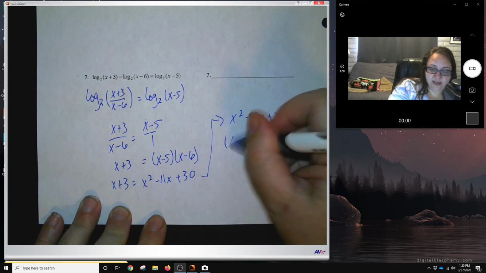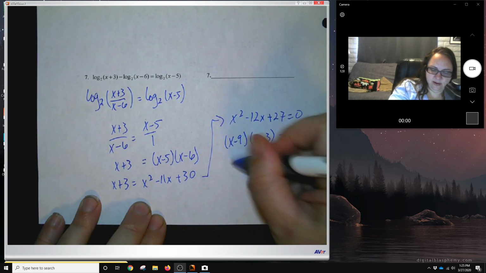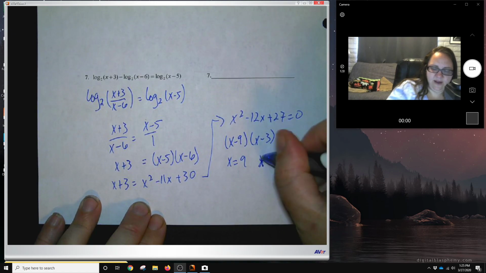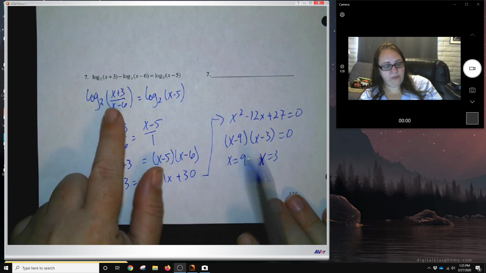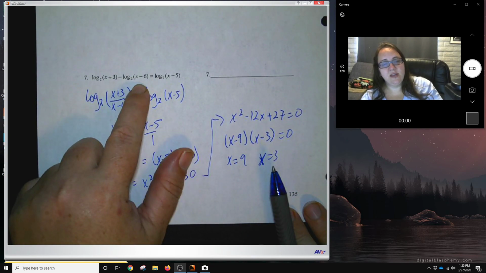That factors x minus 9, x minus 3. So x equals 9 or x equals 3. And again, we have to check these. So 9 plus 3 is 6, that's positive. 9 minus 6 is 3, that's positive. 9 minus 5 is 4, that's positive.